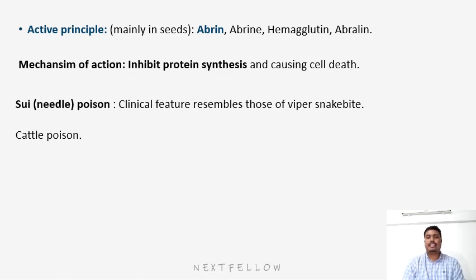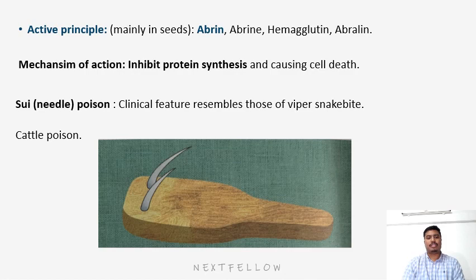It can be used as a sui or needle poison. To make it, the seeds are decorticated and mixed with dhatura and onion, then water and spirit are used to make a thin paste, which is dried in the sun and shaped like a sui or needle. They are almost 15 millimeter long, inserted into two wooden pieces and then pushed deep into the flesh of an animal or human, and the clinical features resemble those of a viper snake bite. It is also used as cattle poison.